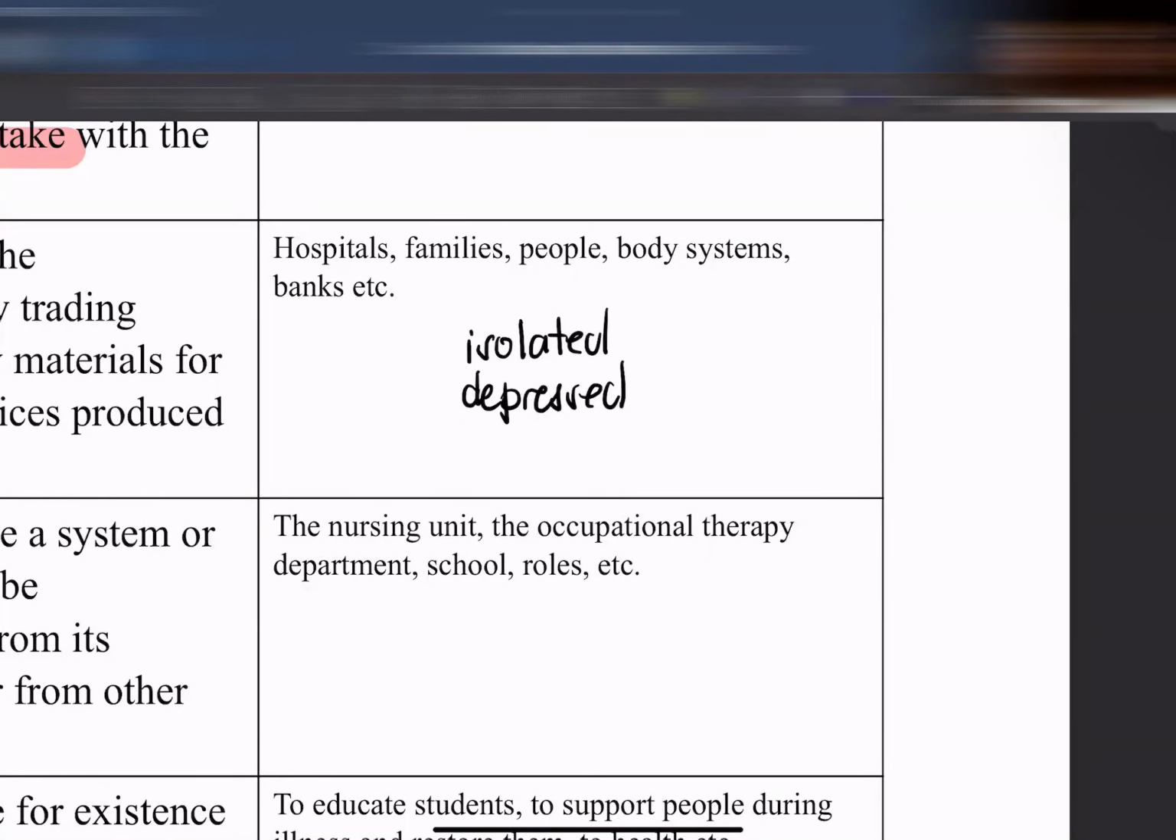Closed system, sir. Yes. How about others? Okay, someone voted open system. Now, class, come to think of it. Even if your patient says that they want to be isolated, or even if they say, nurse, I feel very sad about life, I just want to be alone, they are still considered to be an open system.